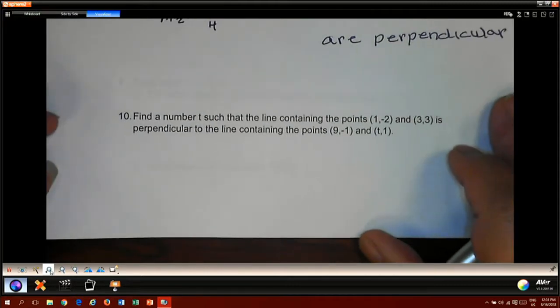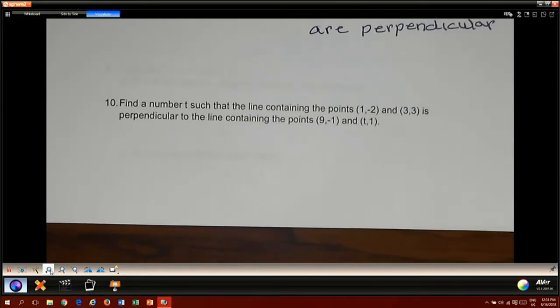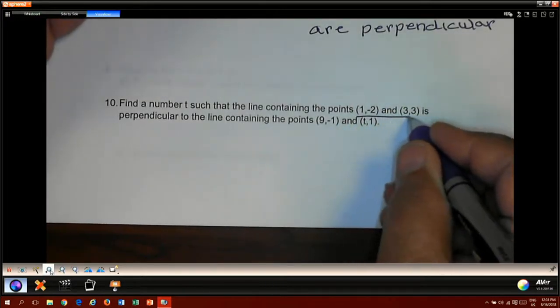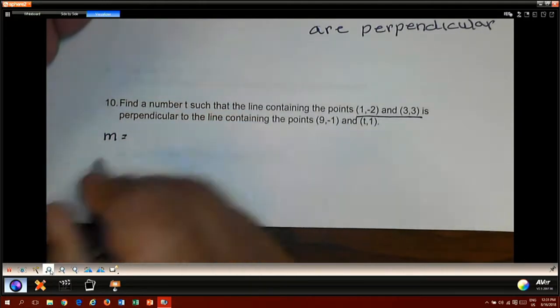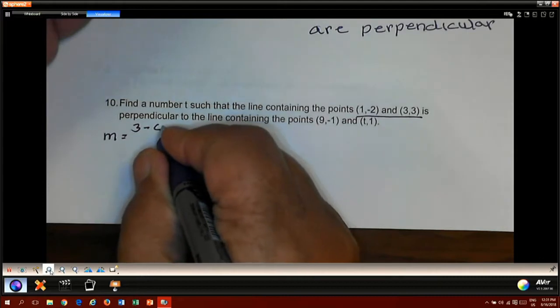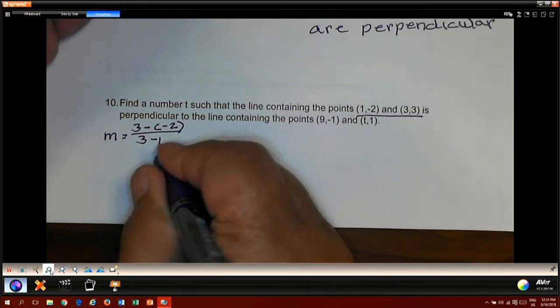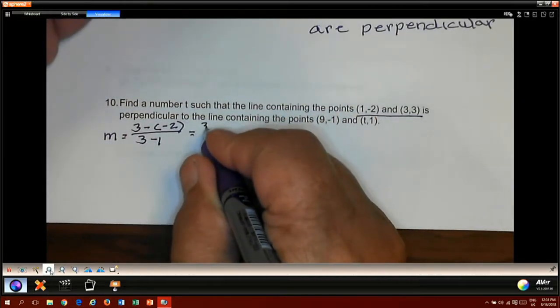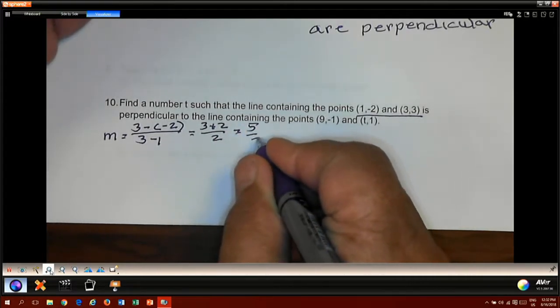Okay, and the next one we want to find the value of t such that the lines containing the points are perpendicular. So first thing we need to do is find the slope of the first line. So that's using 3, 3 and 1, negative 2. So the slope is 3 minus a negative 2 over 3 minus 1. So that's 3 plus 2 over 2, or 5 over 2.